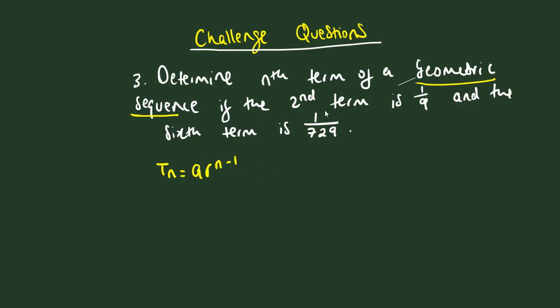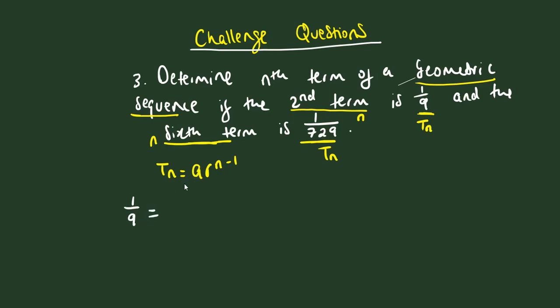And if the second term is 1/9. Second term, this position, they give you n, and then they give you the term. So this is n, this is Tn. And then they say the sixth term, they're giving you position again, and then the term Tn. So we are given position, the term, position, the term. Okay, so what we're going to do is, for the first one, Tn is 1/9.